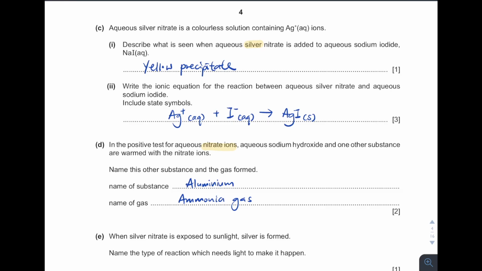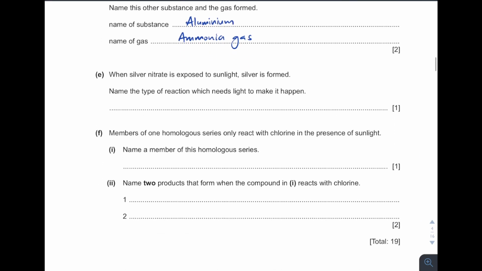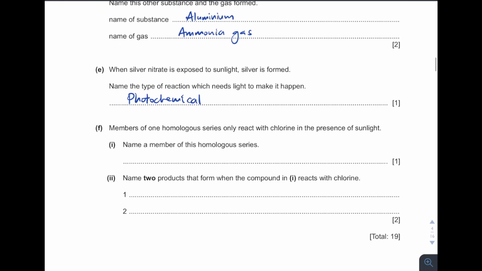Okay, then name the types of reactions that need light to happen. We know it is a photochemical reaction. Members of one homologous series only react with chlorine in the presence of sunlight. So name a member of this homologous series. We know that the homologous series is alkane. Only alkane can undergo a substitution reaction in the presence of sunlight.